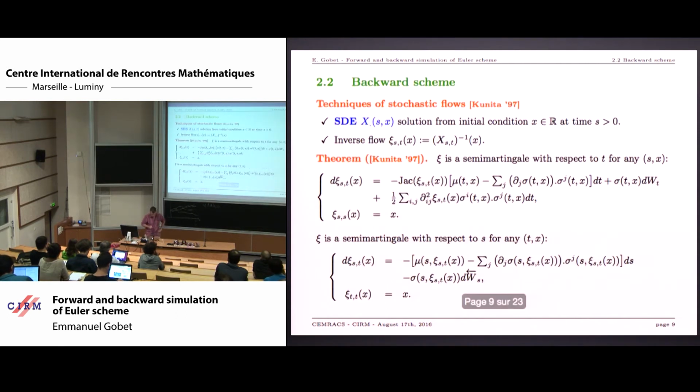First result, okay, this is quite easy. Now, how to backward simulate a stochastic differential equation?